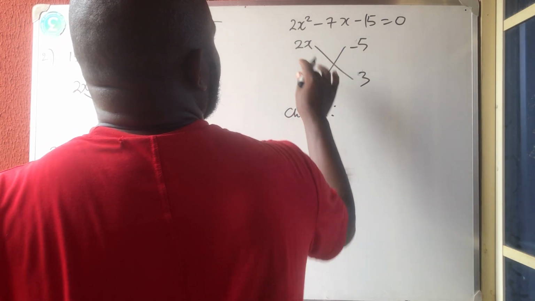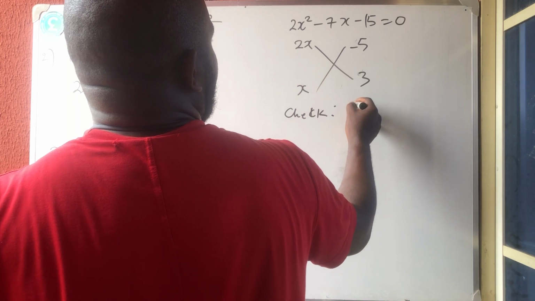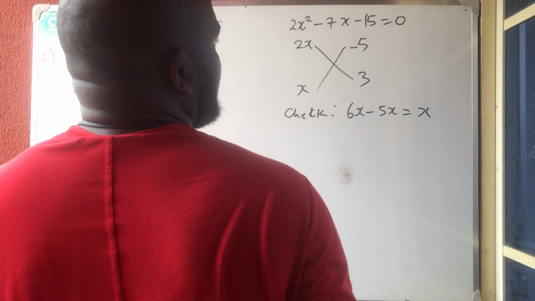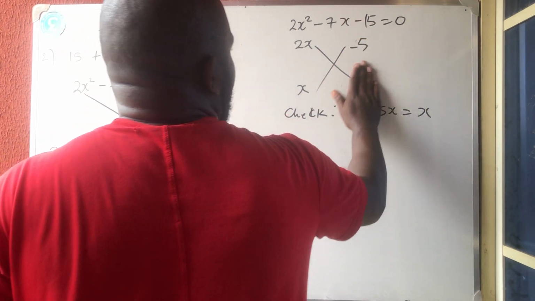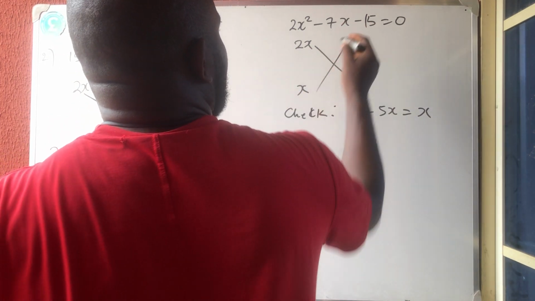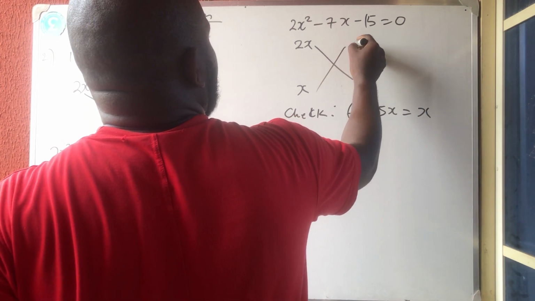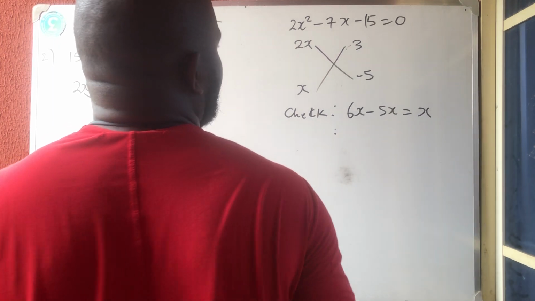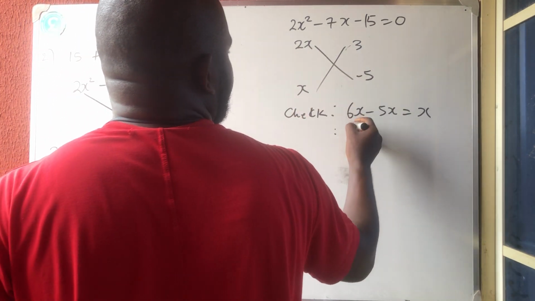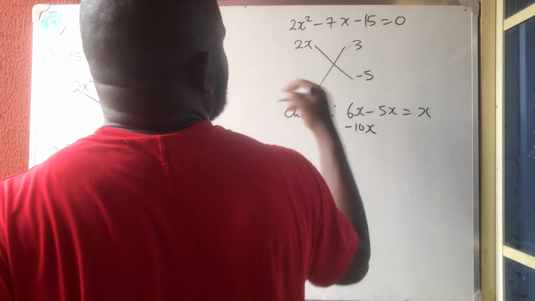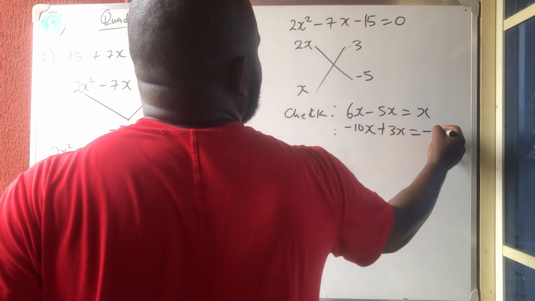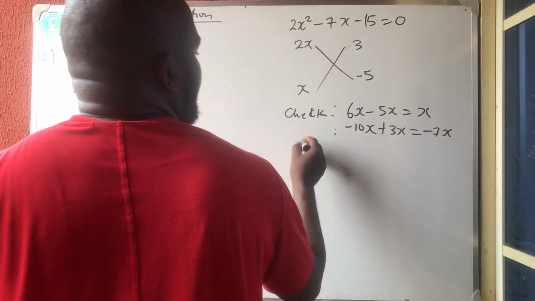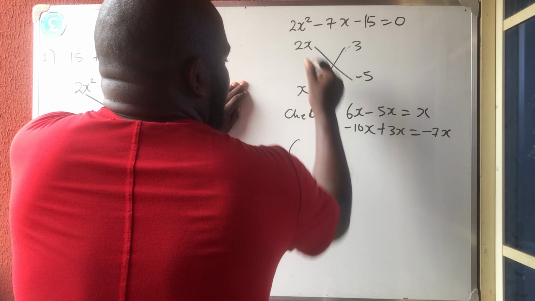So let me check. This time this is giving me 6x. This time this is giving me minus 5x, and both of them is giving me x, so it's not correct. So let me swap it. I'm having 3 here, and I'm having minus 5 here. So let me swap it and see what will happen. If you swap, this time this is giving me minus 10x. This time this is giving me plus 3x, and both of them is giving me minus 7x. Exactly this. I thought that immediately you have gotten exactly this, your answer is simply these two and these two, which is what?